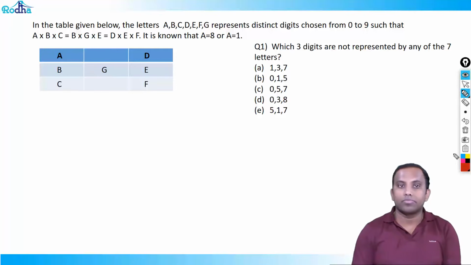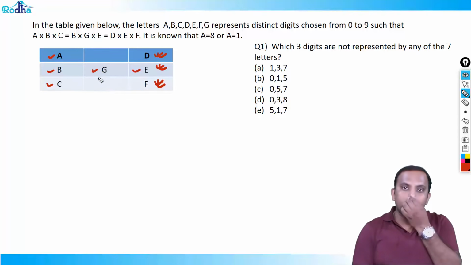See, in the table given below, the letters A, B, C, D, E, F, G represent digits chosen from 0 to 9 such that A into B into C is equal to B into G into E, which is equal to D into E into F. This is the funda here. So you have to solve it in such a way that all these products match.